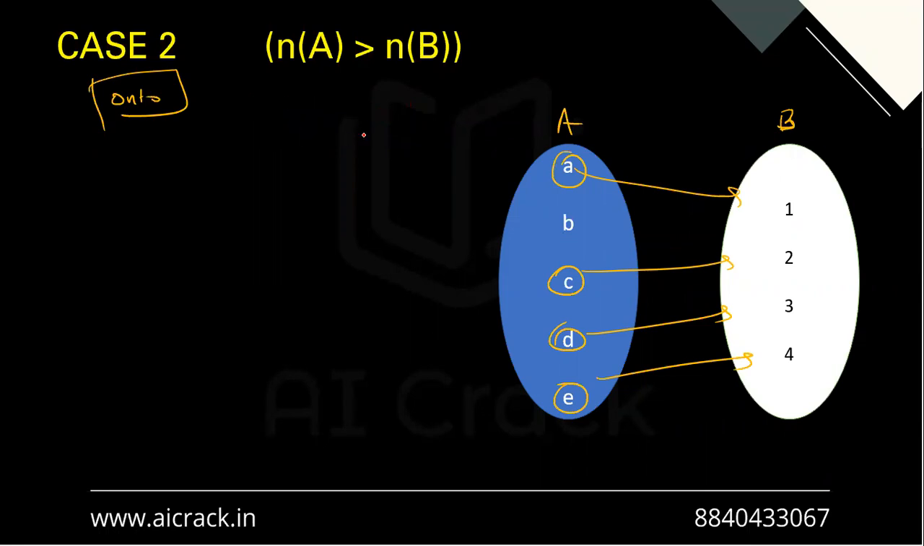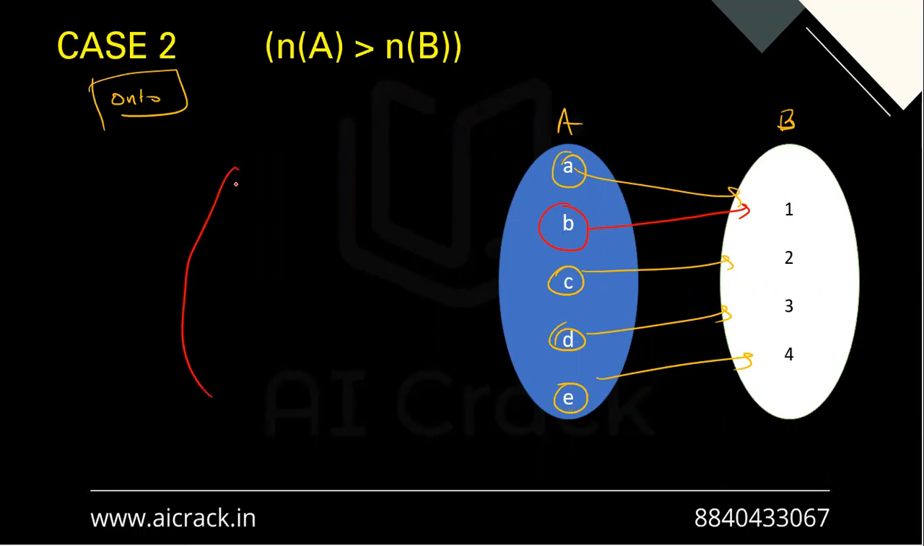Now, let's say this is one case. In this one particular case, what is happening? We have selected 4 elements, A, C, D, and E. Now I'm left with B. Let's say I map it with one element of set B. So this is the case.